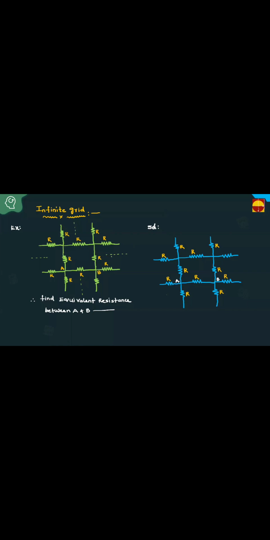If any infinite grid is given, then how to solve the different models of questions based on the infinite grid. After completing this infinite grid concept, you have to see the concept of series connection of the bulbs and parallel connection of the bulbs.